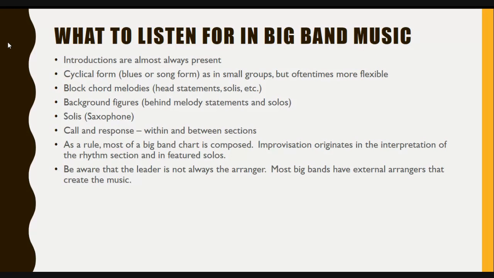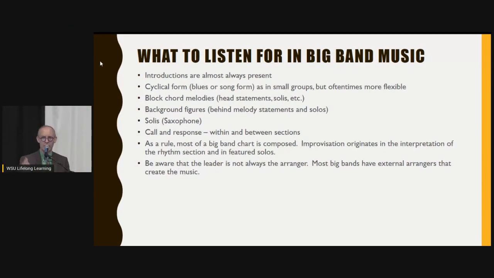Also be aware that the leader of the band is not always the one writing or arranging the music. A good example of that is Duke Ellington's band. When he first started that band, he was the main writer and arranger. But in the late 30s, he met a guy named Billy Strayhorn, and they would collaborate on music, and Billy Strayhorn would become the main writer of the music. So often there's that kind of hidden person behind the scenes that's actually creating a lot of the music.